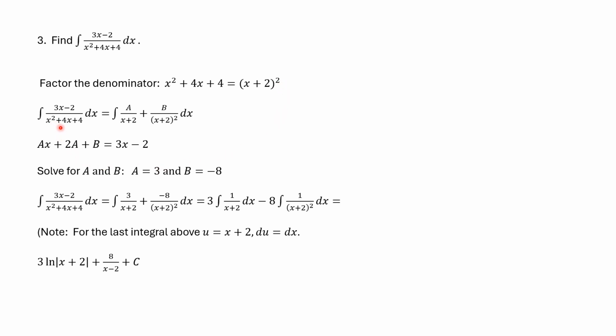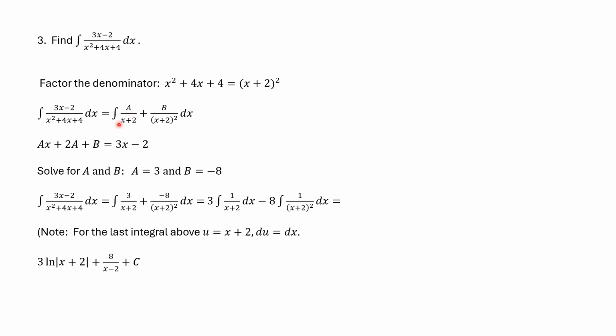That's a little different. So we're going to get a over x plus 2 plus b over x plus 2 squared. If we had x plus 2 to the 5th power, we would have a plus b plus c plus d plus e, each over one higher power. We have to account for all the powers. Now, that's not difficult.